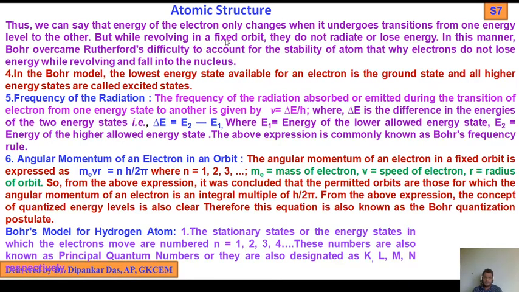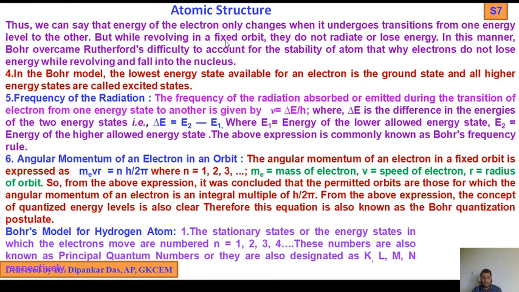But while revolving in a fixed orbit, they do not radiate or lose energy. In this manner, Bohr overcame Rutherford's difficulty to account for the stability of the atom. That's why electrons do not lose energy while revolving and fall into the nucleus. So again, the energy of an electron only changes when it undergoes transition. Transition means going from a lower to a higher energy level, or coming back from a higher to a lower energy level.